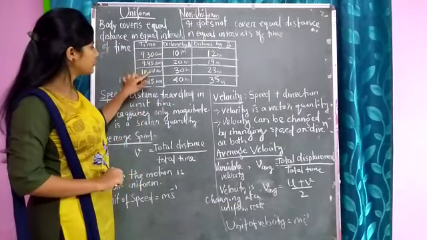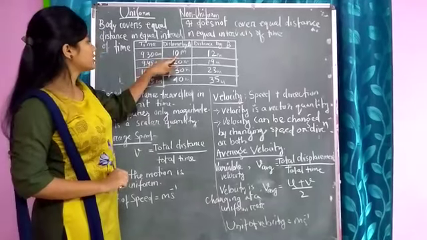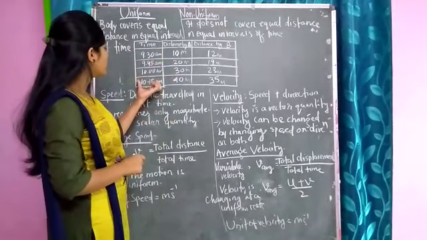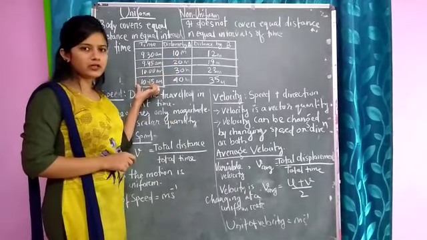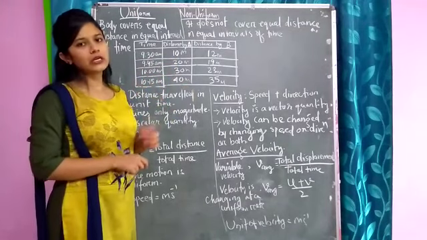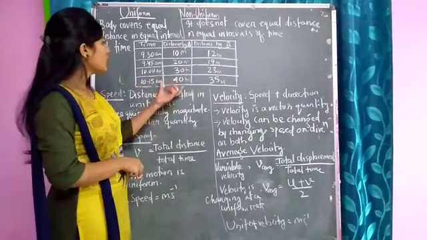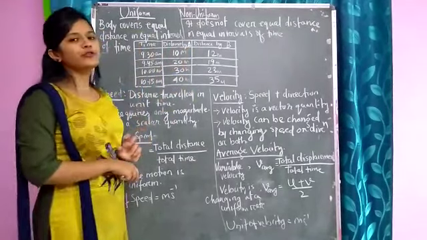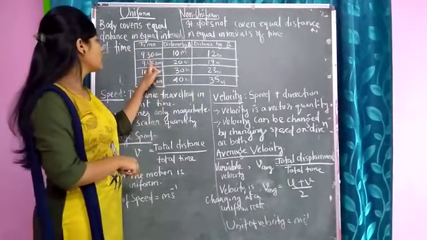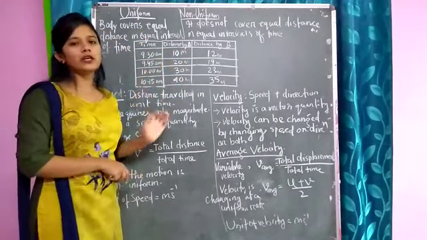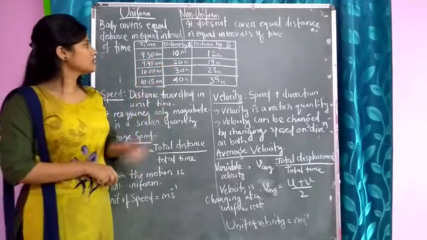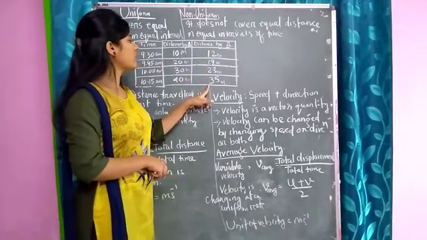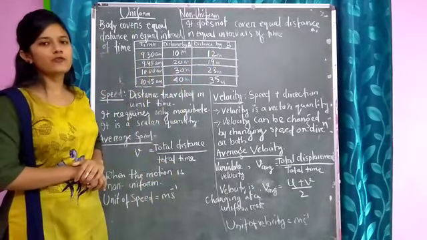That means for a 15 minute interval, the distance travelled by it is 10 meter. So the motion of body A is a uniform motion, that means equal distance in equal intervals of time. Whereas in the case of body B, it is not covering equal distances in equal intervals of time.